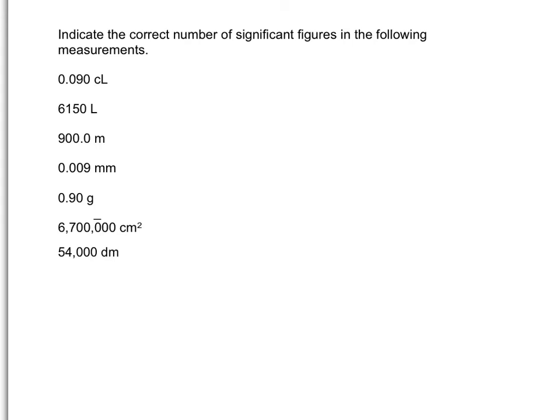In 0.090 centiliters, we have a decimal point, so we're going to count to the right. The first two digits are zeros, so we're going to skip those. And then we've got a 9 and a 0, so that's two significant figures. If you think about this measurement, it is so small that we don't have any tenths. So that 0 is just holding place to push the 9 and the 0 out into the proper place value.